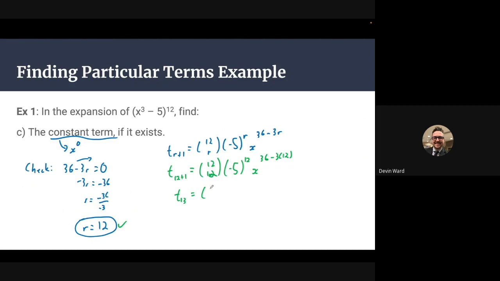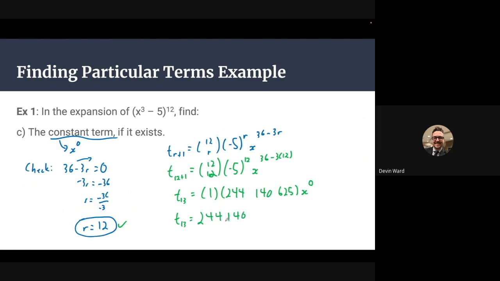which should be equal to 1, times negative 5 to the power of 12, which is 244,140,625. And then we'd have x to the power of 36 minus 3 times 12, which is also 36 minus 36, so we have x to the power of 0, which is going to equal 1. And that's why it's a constant term. So I have 1 times this big number times 1, which will just be that big number.